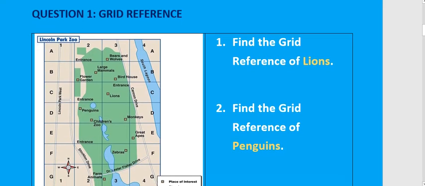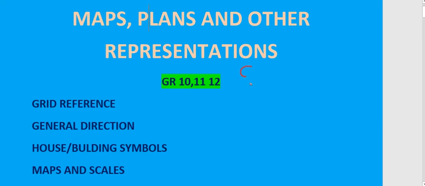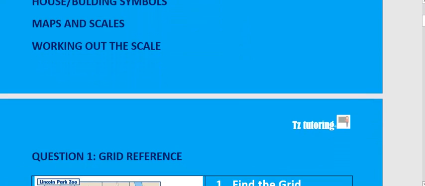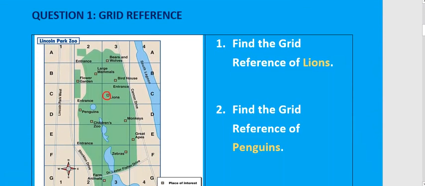Question 1. You're being asked to find the grid reference of certain locations at the Licking Park Zoo, starting with lions. What is the grid reference of lions? Okay, lions are over there, and the corresponding letter is C, and the corresponding number is 3. So we'll say that the location of lions is at C3.